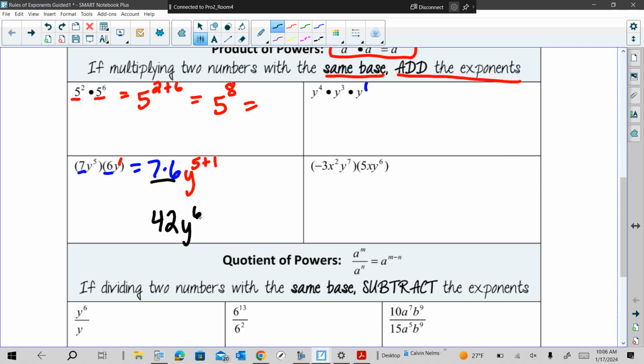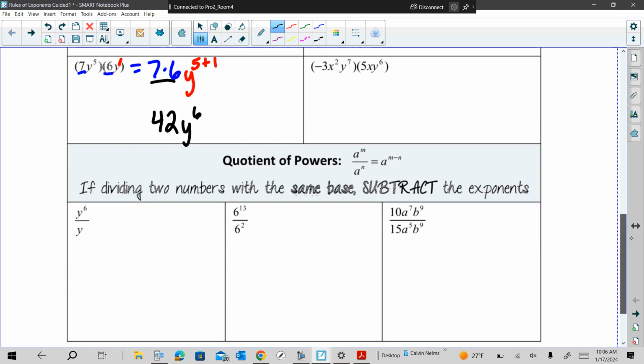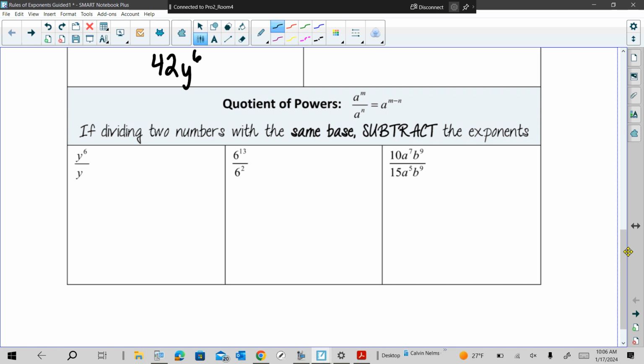I'm trying to give you an example for each rule, and the keywords to that rule. The quotient rule here is like dividing. Quotient is when you're dividing two numbers with the same base, so you subtract the exponents. If I don't see the exponent, we have to remember that's an invisible 1 there. So this is saying y to the 6 minus 1, so y to the 5th. Okay.